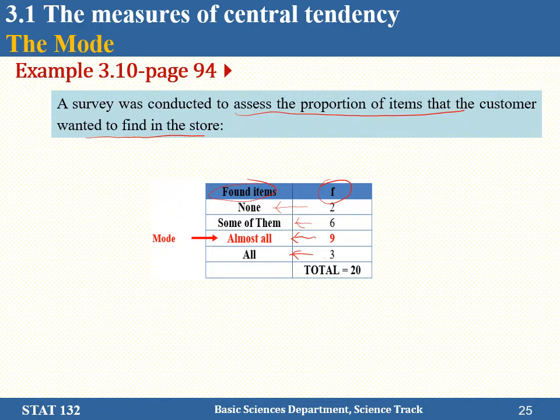So what's the mode of this distribution? As you see, the variable here is not numbers, so it might be a categorical variable, but still we have a mode here, because the most repeated answer, almost all, is our mode.